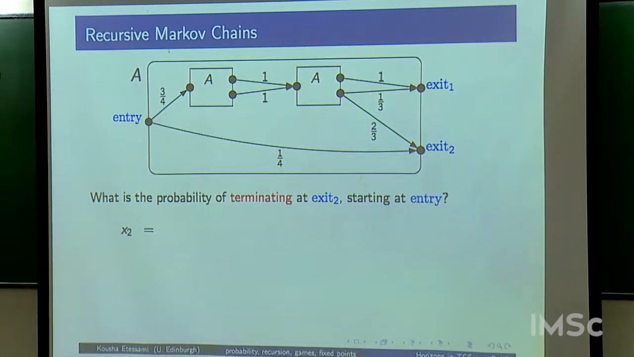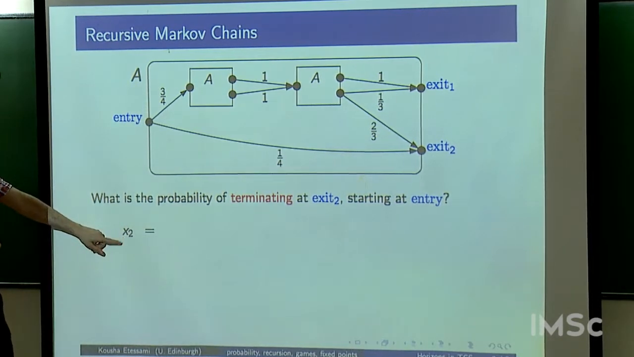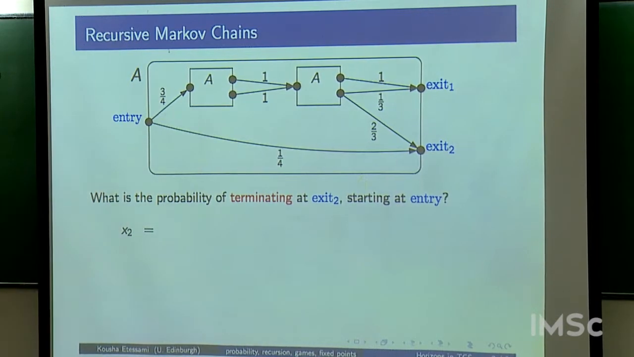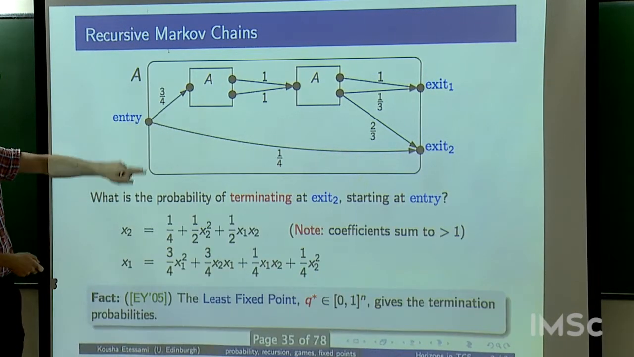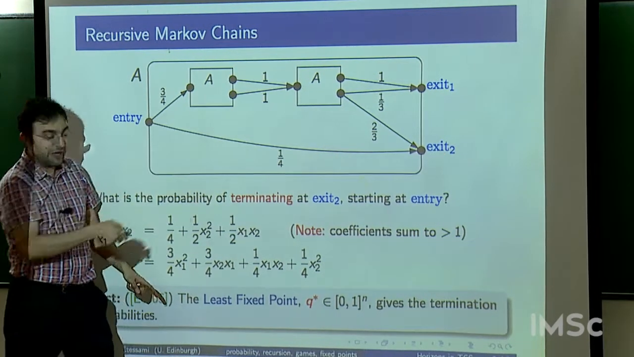Okay? Do you want to write down some equations for that? Let's write down some equations. So let x2 denote the probability of terminating at exit 2, starting from the entry, okay? Well, we know that with 1/4 probability, we're going to go there directly, okay? And let's just write it out. With 1/4 probability, we're going to go there directly.